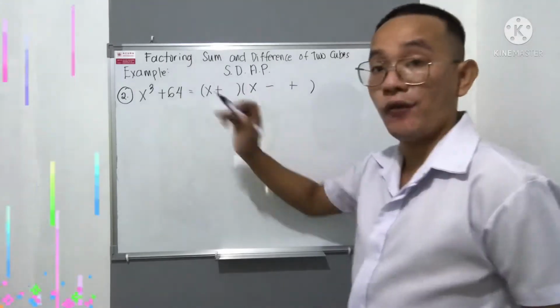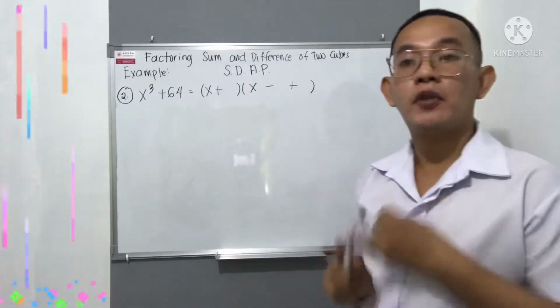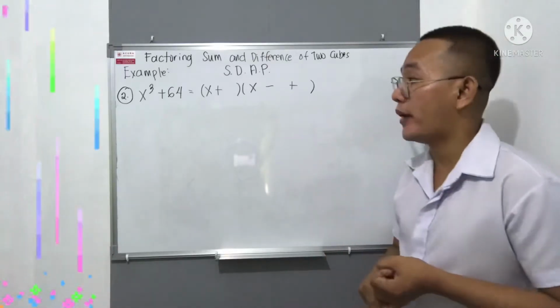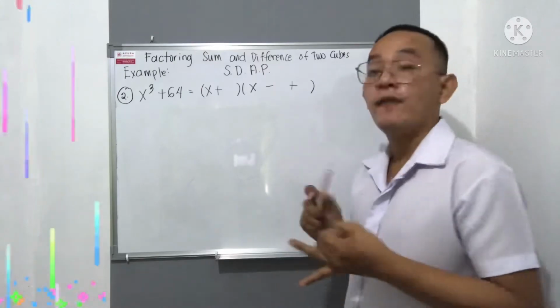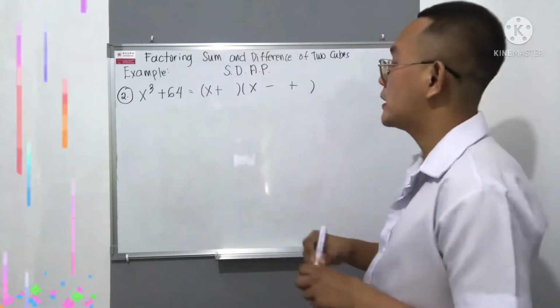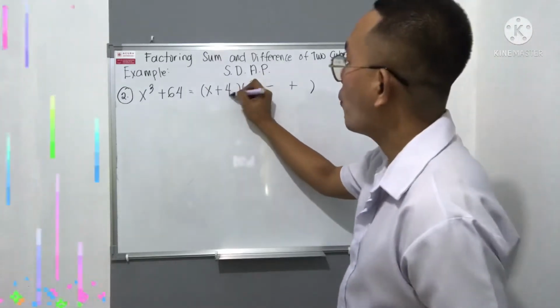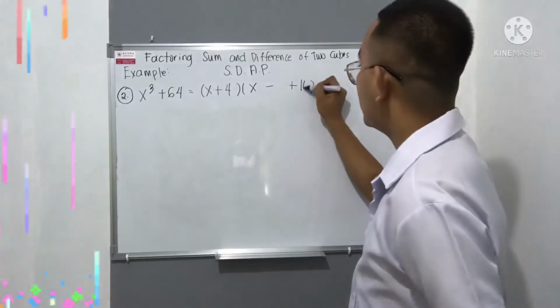Cube root ng 64. Ano bang cube root ng 64? So, 2 times 2 is 4, 4 times 2 is 8. Hindi siya pwede. 3 times 3 is 9, 9 times 3 is 27. Hindi rin pwede. 4 times 4 is 16, 16 times 4 is 64. Okay, so lumabas na yung 64. Gagamitin natin is 4. 64 divide natin sa 4 is equals to 16.